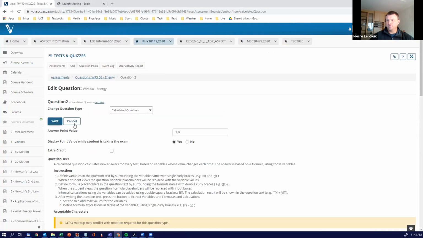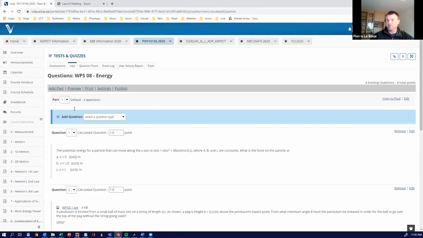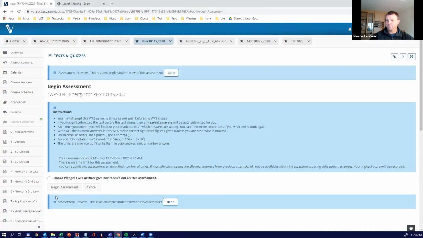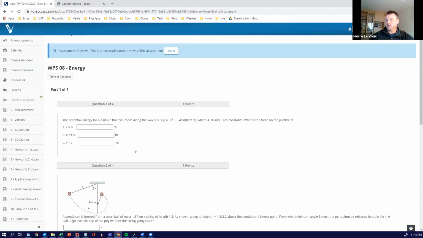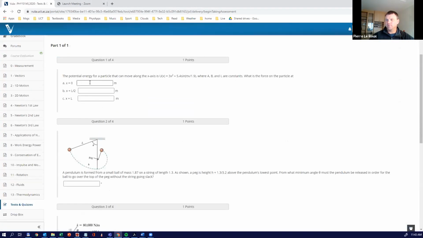When I go and preview this test, which is quite a good thing for you guys to see, I'm previewing what I've done over here. So again, this is what a question would look like. That's the input box for students. And let's go to this question that I did earlier.